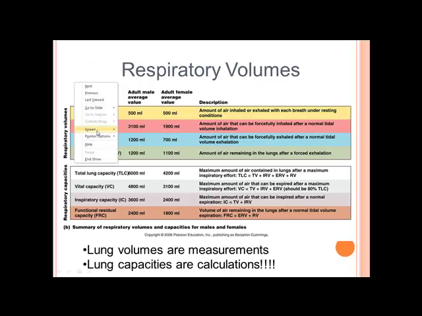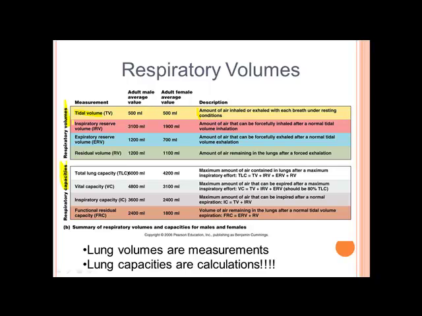Okay, here we're going to be talking about our respiratory volumes. When I look at this chart, I see volumes and I see capacities. Volumes I can measure, capacities I need to calculate. Volumes are measured, capacities are calculated. So, first one is tidal volume. This is going to be the amount of air you breathe in and breathe out on a normal breath. So it's this description right here. It's usually about 500 mLs. Male and female are about the same.